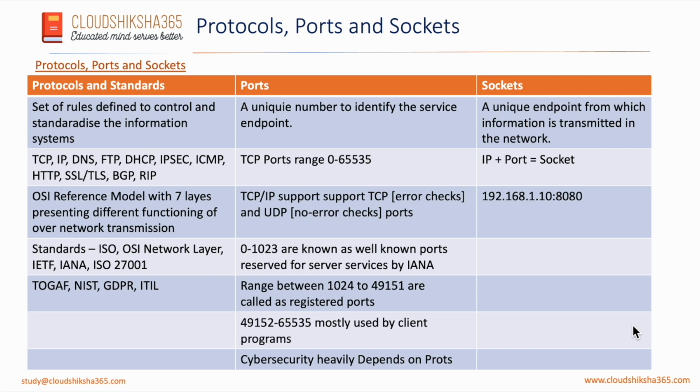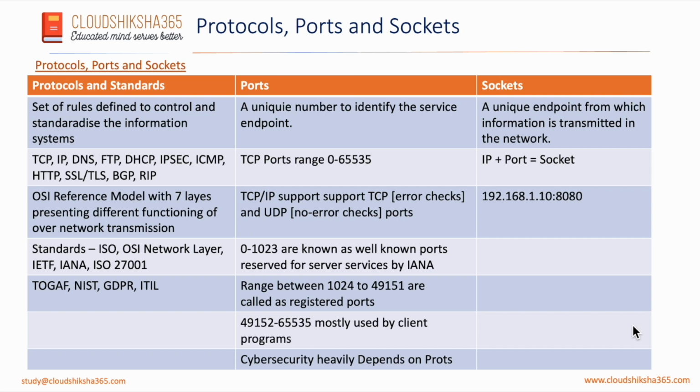Then there are certain organizations which are also dedicated to set up IT frameworks and standards like TOGAF, NIST, GDPR, ITIL, etc. The various ports, which are very important, are unique numbers to identify the service endpoints running within the system, and TCP port range is from 0 to 65535. TCP supports error checks, and UDP no error checks, as I explained in my previous chapter as well. However, as I just mentioned before, IP and TCP, I will be covering these two topics in detail in my separate series, because this is in itself a very big topic.